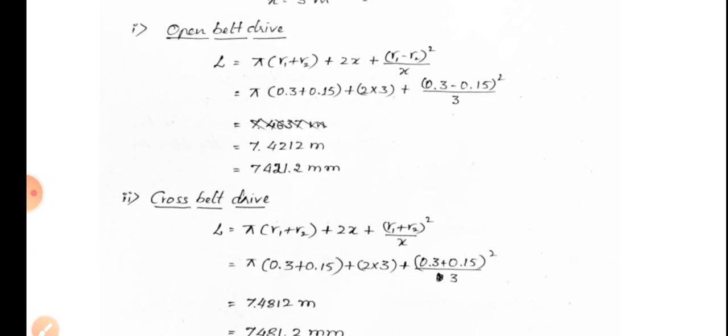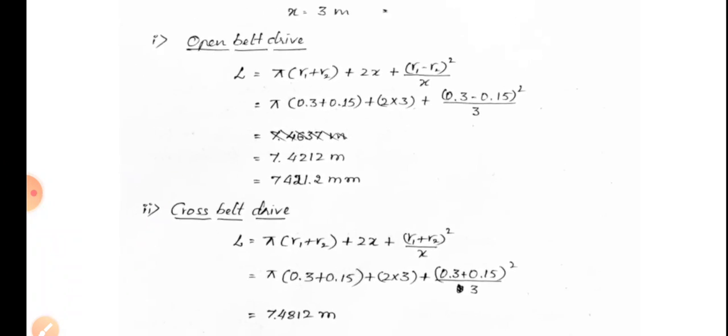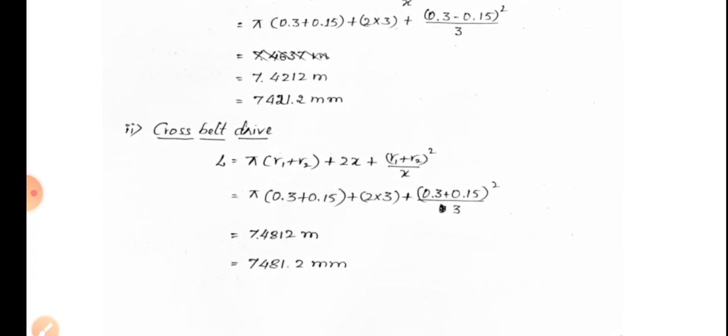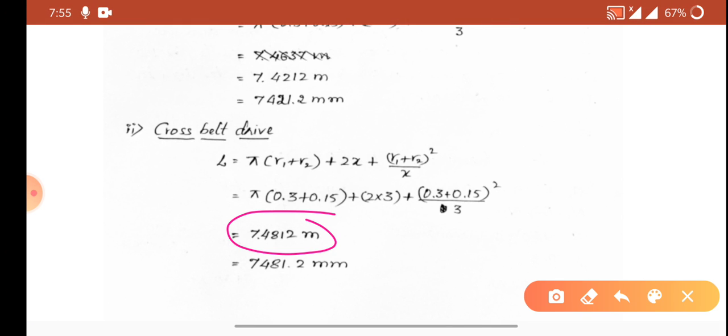Now we need to find out the length of belt in cross belt drive. So now you should remember for cross belt drive definitely the length will be more than 7.42 meter. If you get less than 7.42 meter, you have done some mistake, right? So I will write down the formula: pi into (R1 plus R2) plus 2x plus, instead of R1 minus R2, here it is (R1 plus R2) whole square by x. So now you can see I have substituted the values. You will get 7.48 meter. You can see it is greater than 7.42 meter because in cross belt drive more length of belt is required, right? Very simple solution.